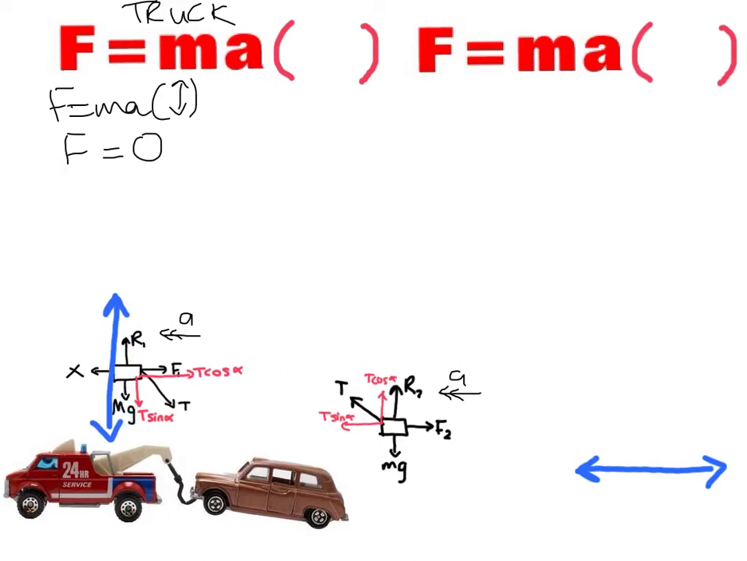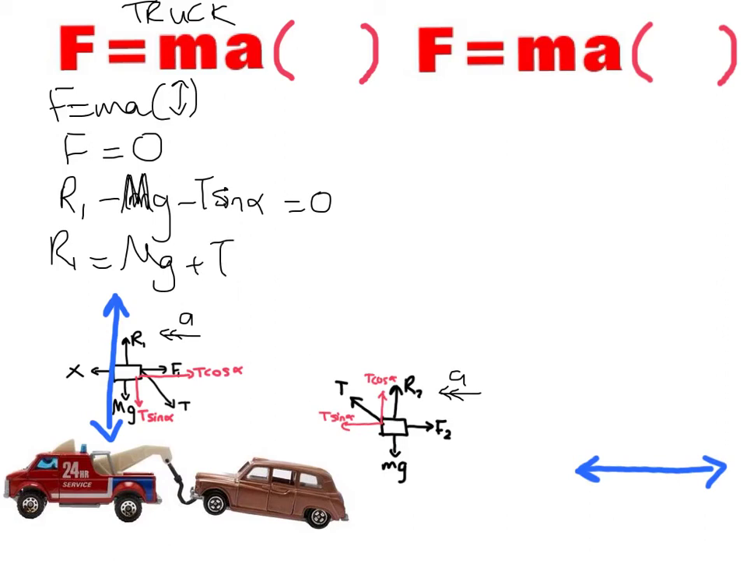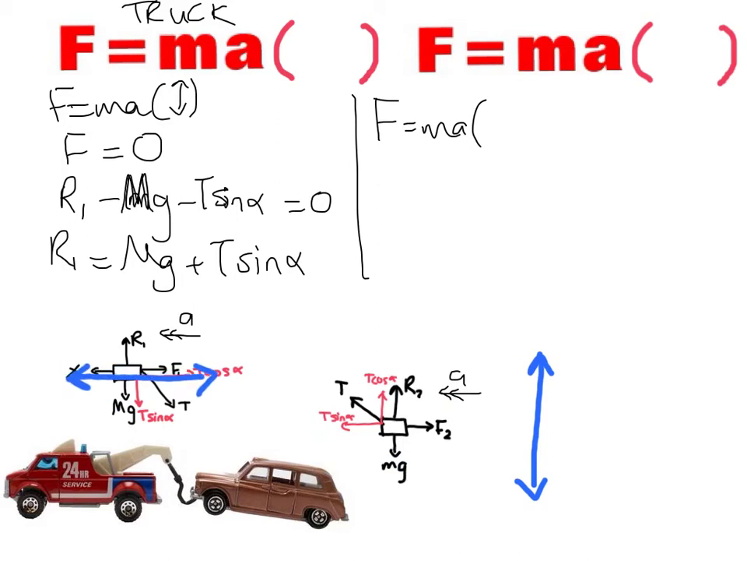Well, we can see from our beautifully resolved diagram that going up we've got a reaction force, and going down we've got Mg, big M for truck, and we've also got going down T sine alpha from the resolved diagonal force, and that's going to equal 0. Or we could think of it as all the ups equal all the downs, Mg and T sine alpha. Either of those ways of thinking about it is fine. Okay, we've also got for the truck F equals ma left and right, and in that direction we do have acceleration. The acceleration is going in this direction here.